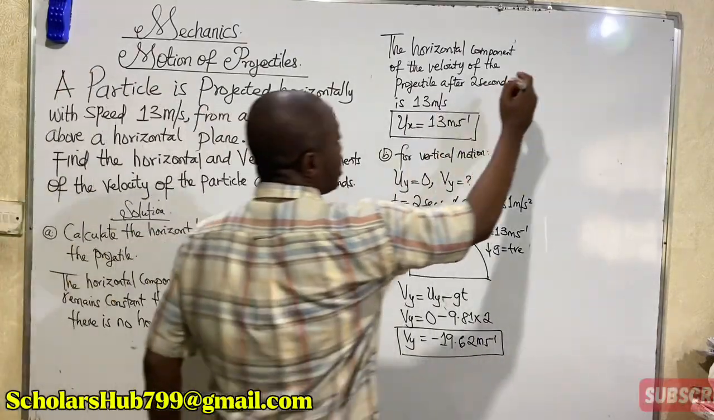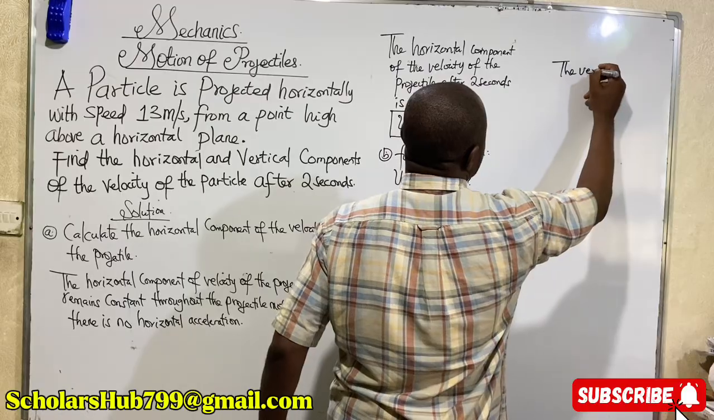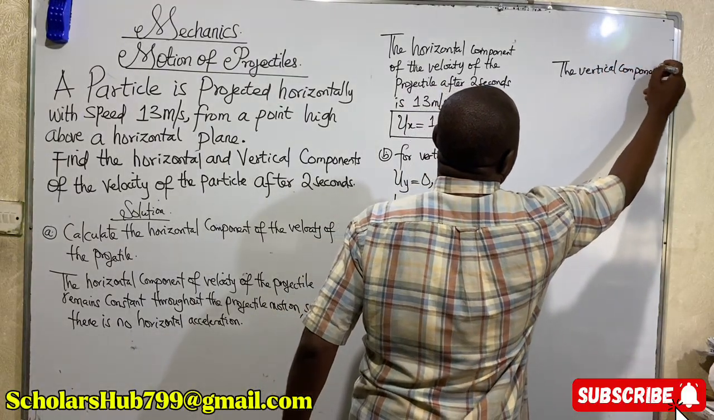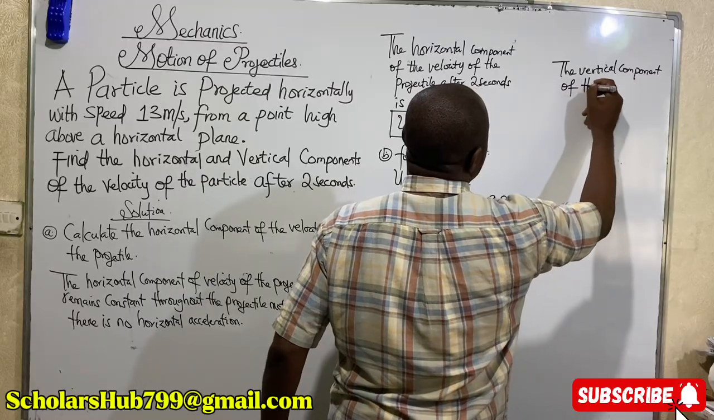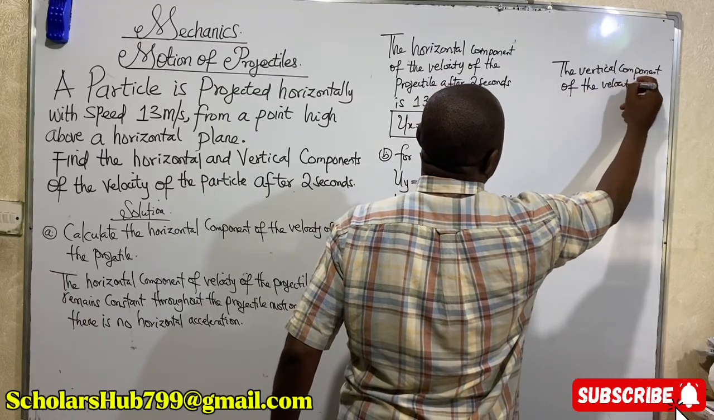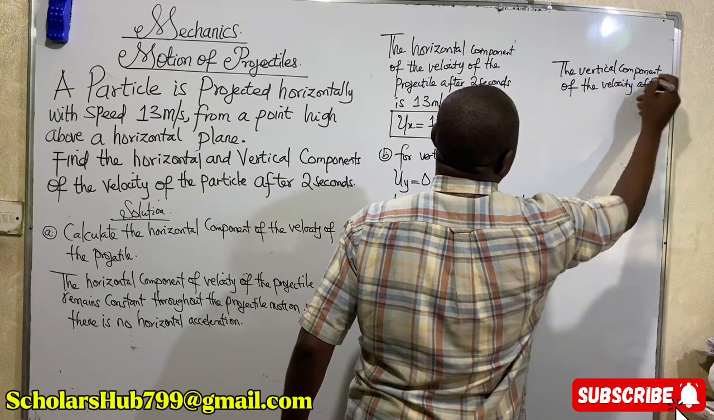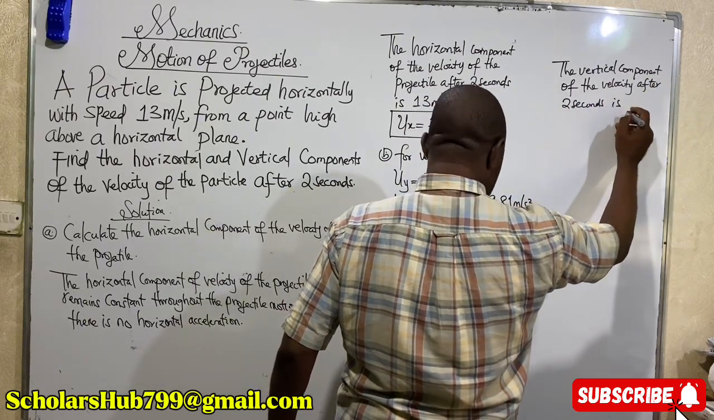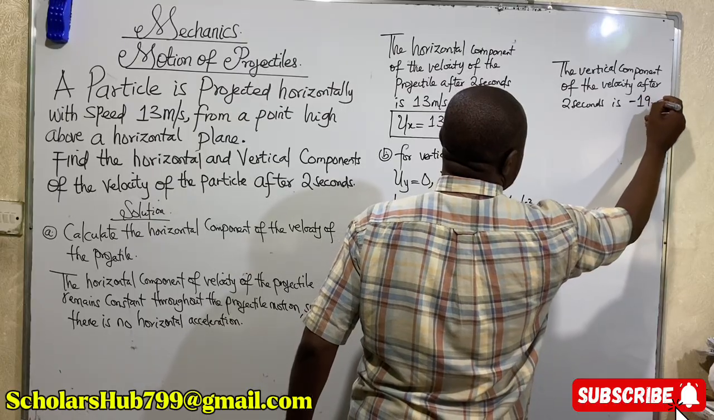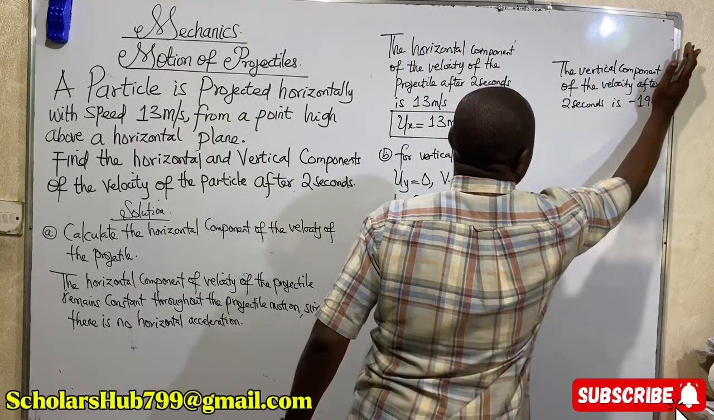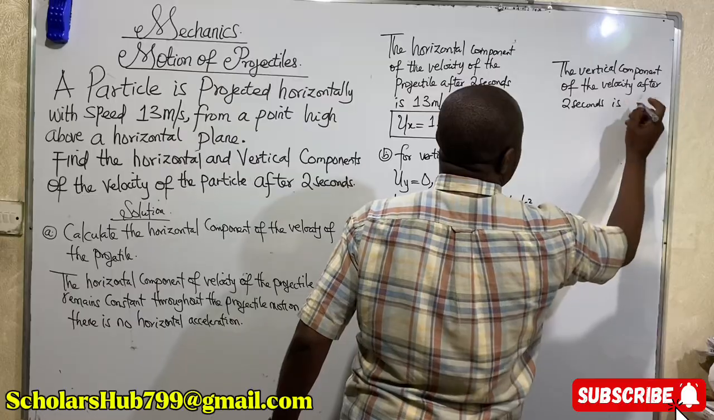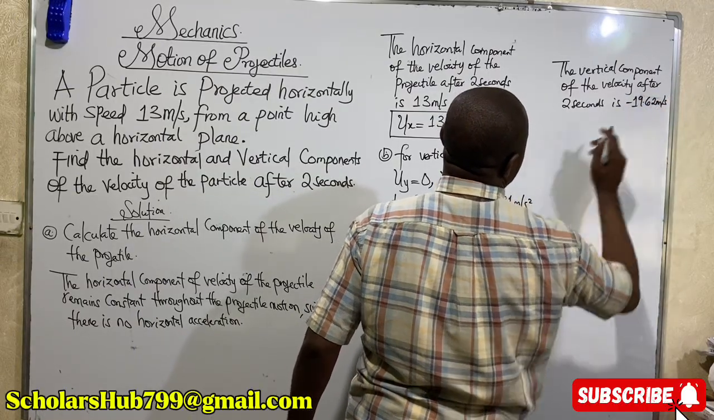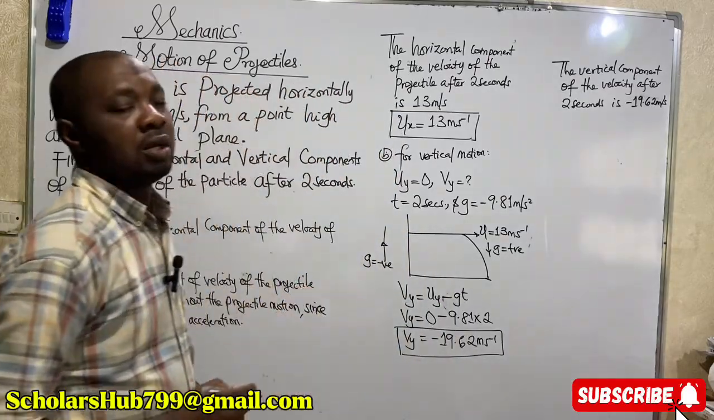So we can say that the vertical component of the velocity after 2 seconds is minus 19.62 meters per second. So that's the answer to the question.